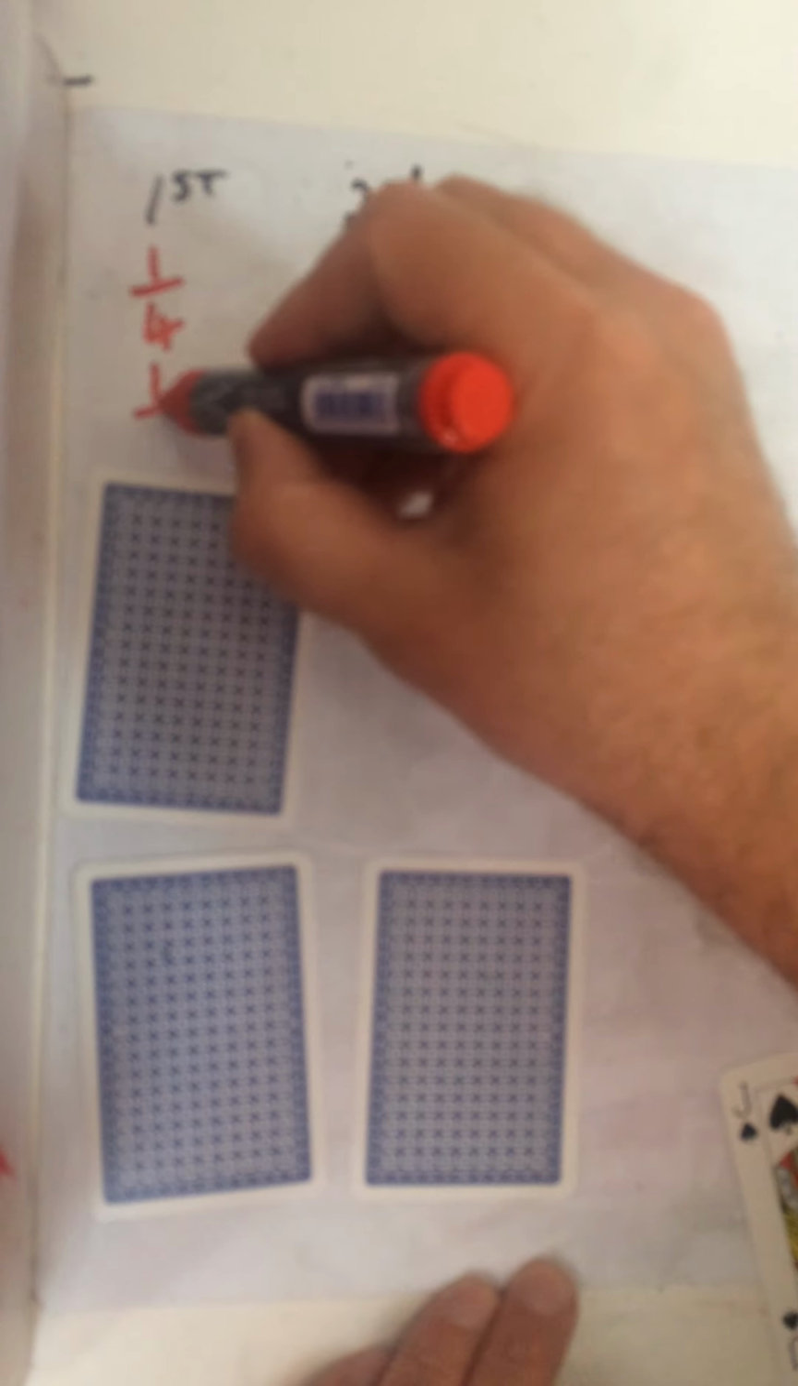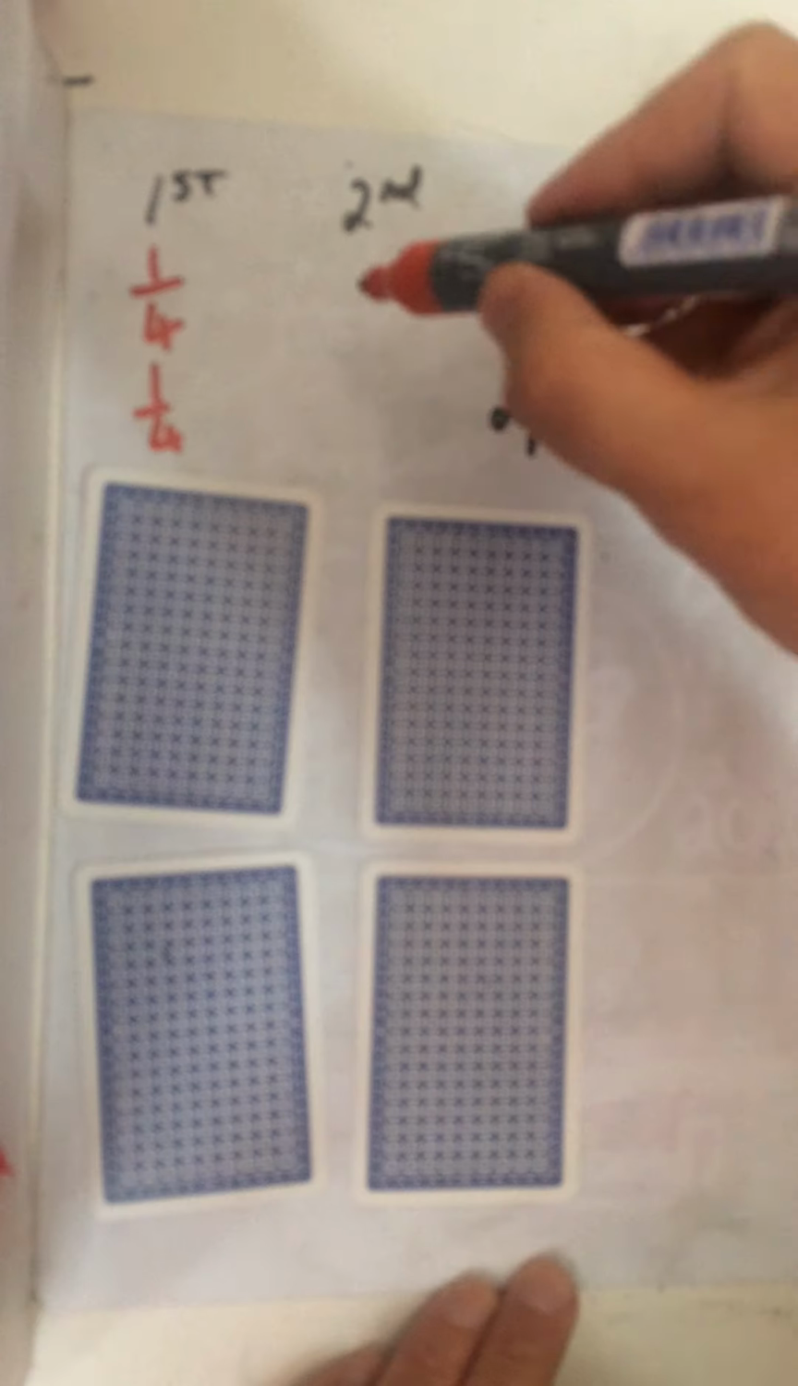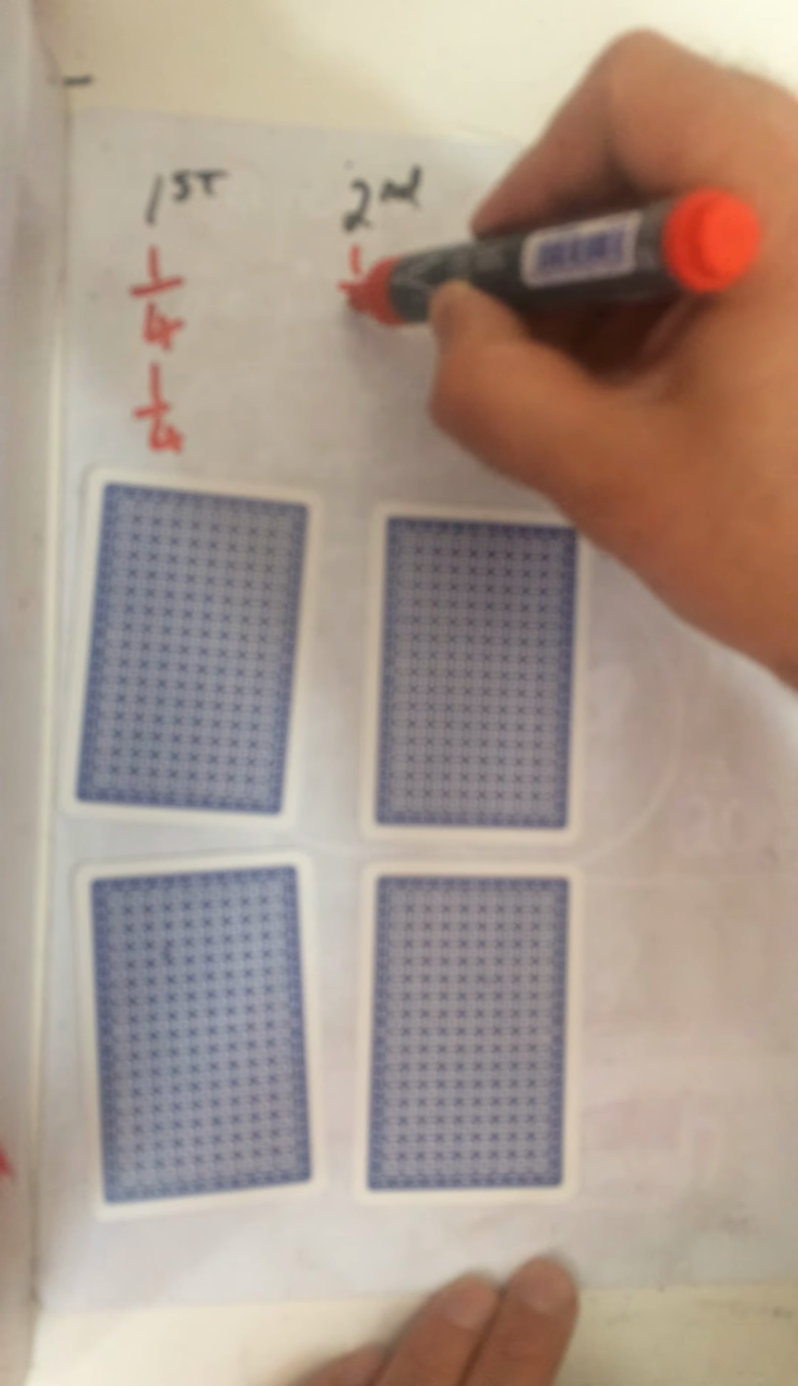It's both of them, but 1 in 4 chance for the first go, okay? If I'm putting this back, now each chance is independent of each other. I've put it back, so now the second chance is independent of the first one. It remains 1 in 4.